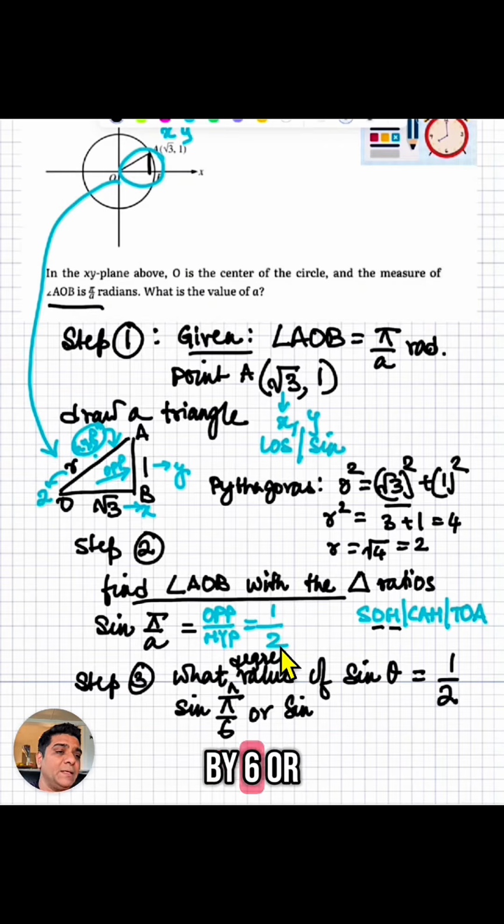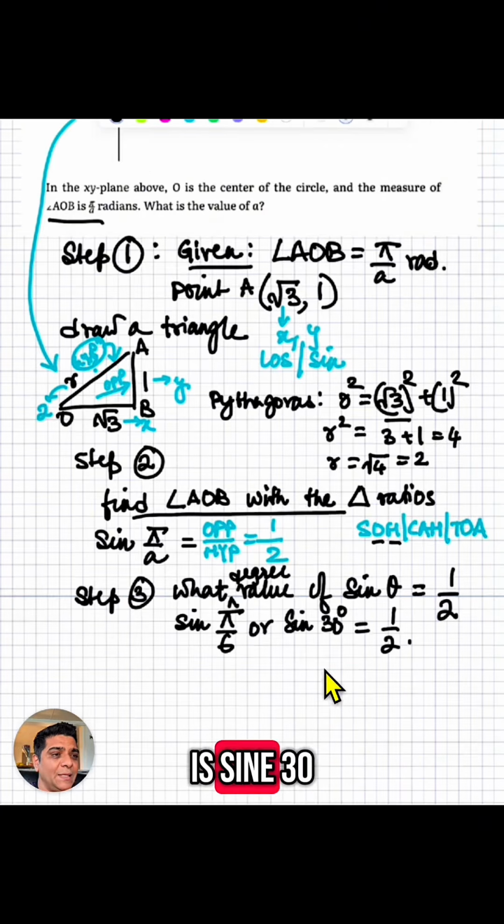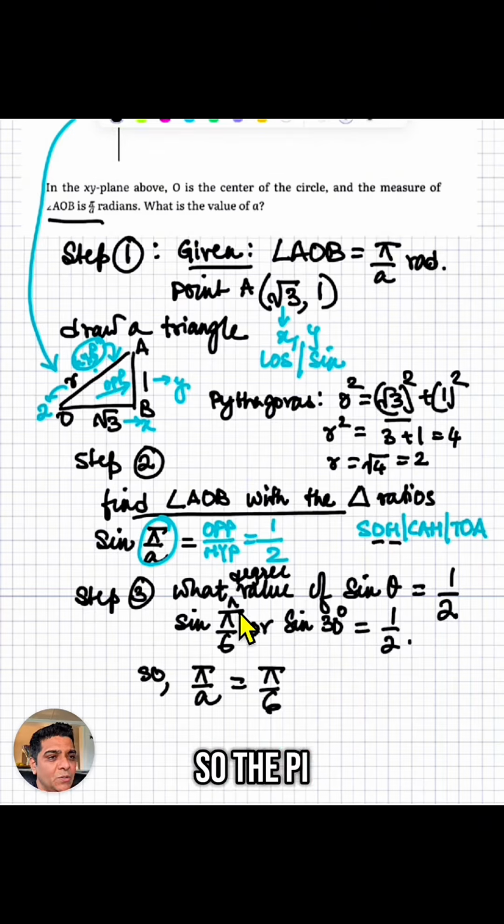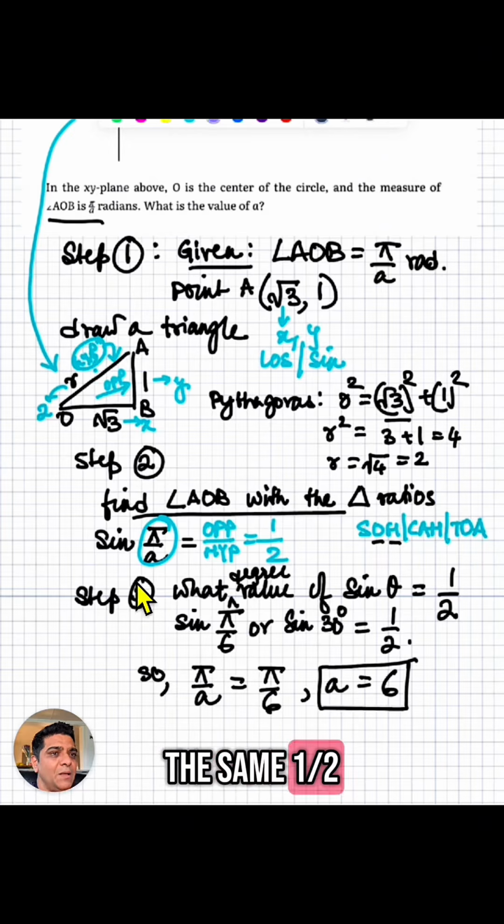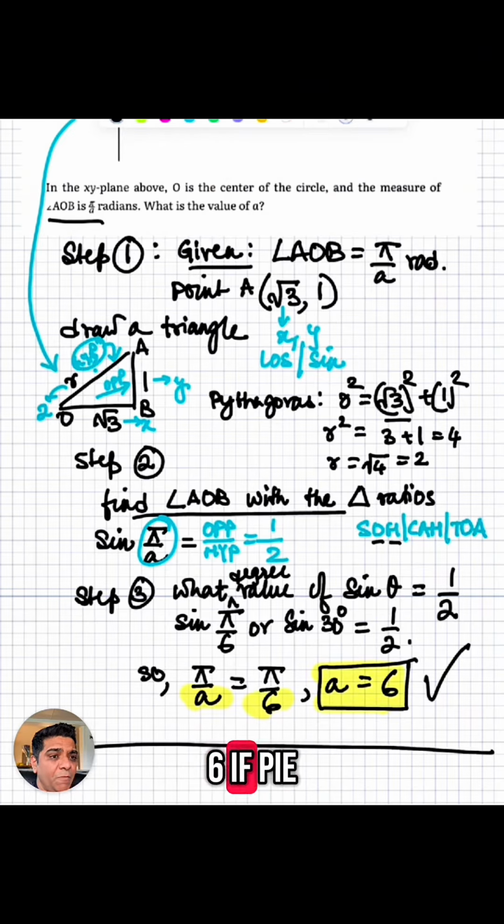So sine of pi by 6, or sine 30 degrees, since pi is 180 and 180 by 6 is 30, equals 1/2 in the unit circle. So if this is equal to 1/2 in the unit circle, then pi by 6 should equal the pi by a that they gave us, because this is the same 1/2. So correspondingly, you see a is equal to 6. If pi by a equals pi by 6, then a should be equal to 6, right? So that is our final answer, a equals 6.